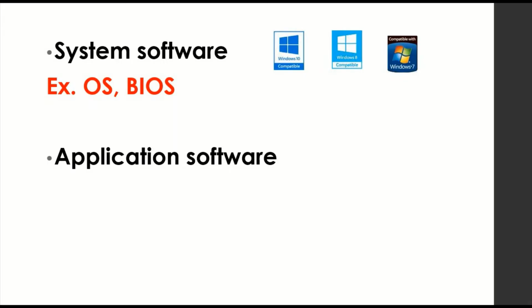The second part of the computer software is called application software. These are general software created to solve a specific problem. For instance, Excel. Excel is used to perform calculations, to create charts, and so on. Another application software is VLC Player, which enables you to play audio music or video files.